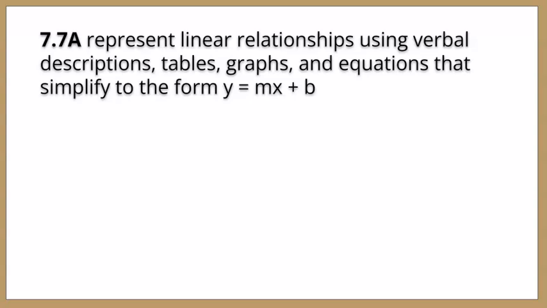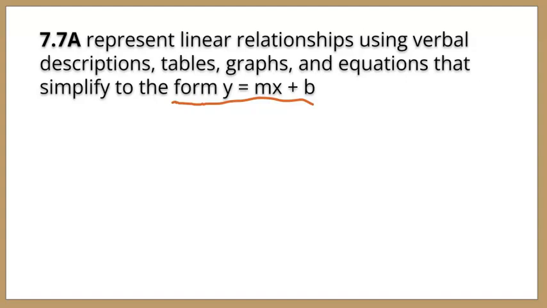We're going to be looking at a 7th grade skill, 7.7A, representing linear relationships using verbal descriptions and taking those verbal descriptions to a graph today. Something that's important to remember is what this form that it's supposed to simplify to, y equals mx plus b, represents. This is the equation for a line. We need to remember what all of the different variables stand for, which will help us in determining which graph is going to be the correct graph for our relationship.